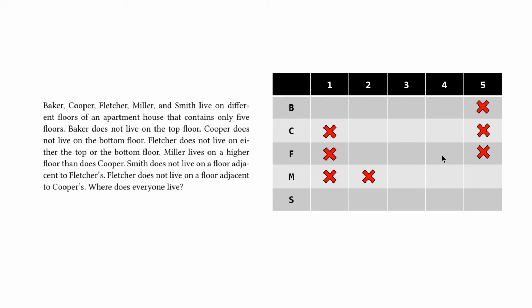So that leaves us with either 3 or 4. We can rule out 3 right away for Fletcher, because if Fletcher's in floor 3, Cooper necessarily has to either be in 2 or 4, which is adjacent, which means that we know that Fletcher is on floor 4. And because of this, we can then put Cooper on floor 2. And from here, we're able to deduce that we've got floors 1, 3, and 5 left. And because 3 and 5 are both adjacent to 4, which is where Fletcher is living, Smith has to be on floor 1. And because we only have 3 and 5 left, and Baker can't live on floor 5, that means Baker is in floor 3, and Miller is in floor 5.